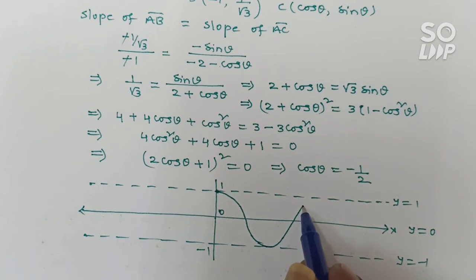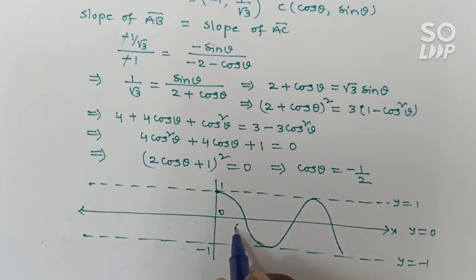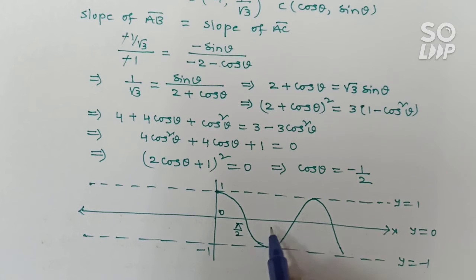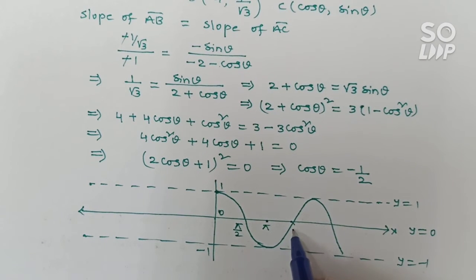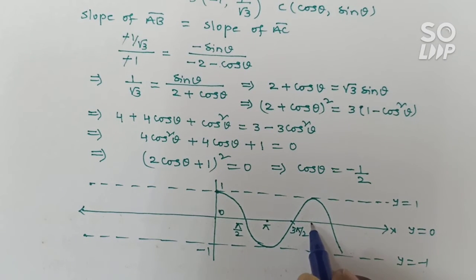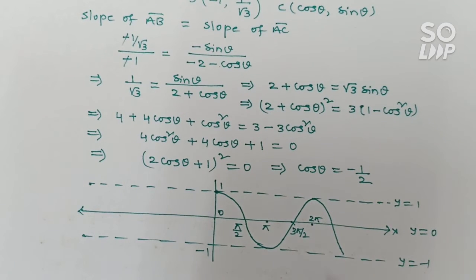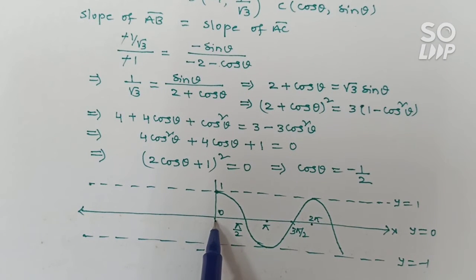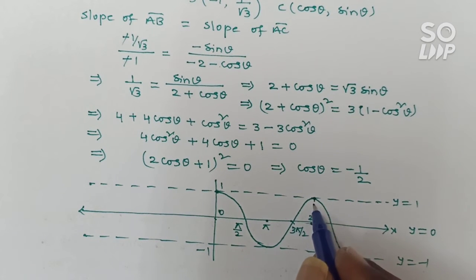and this is nothing but pi by 2, this one is pi, and this one is 3 pi by 2, and this one is 2 pi. So your graph will be drawn only from 0 to 2 pi only.